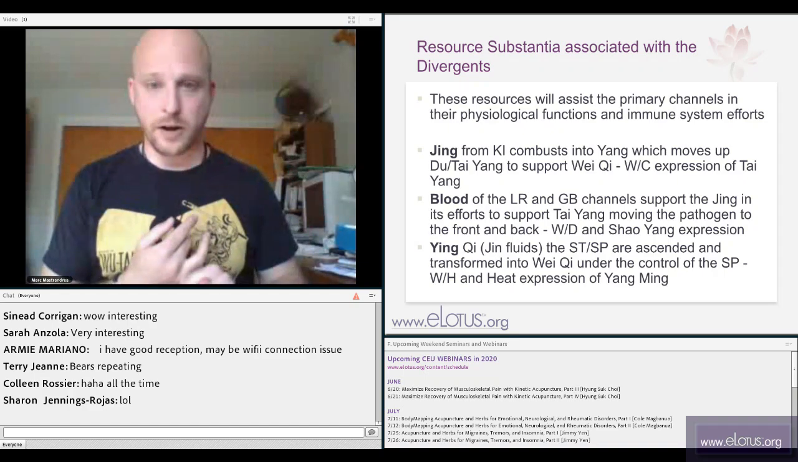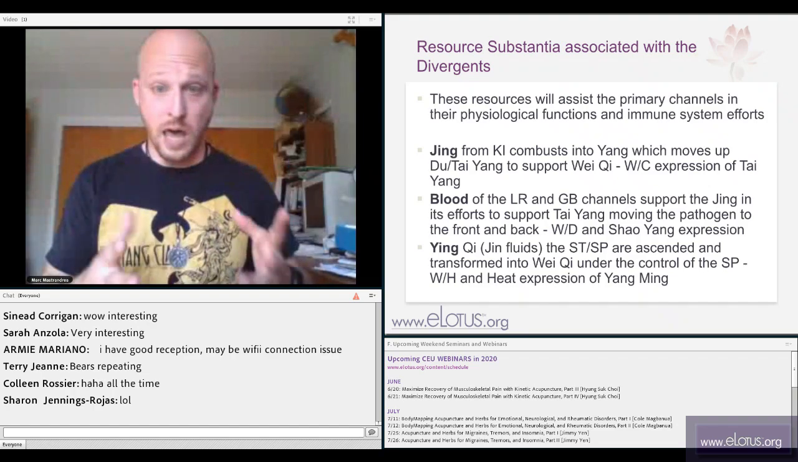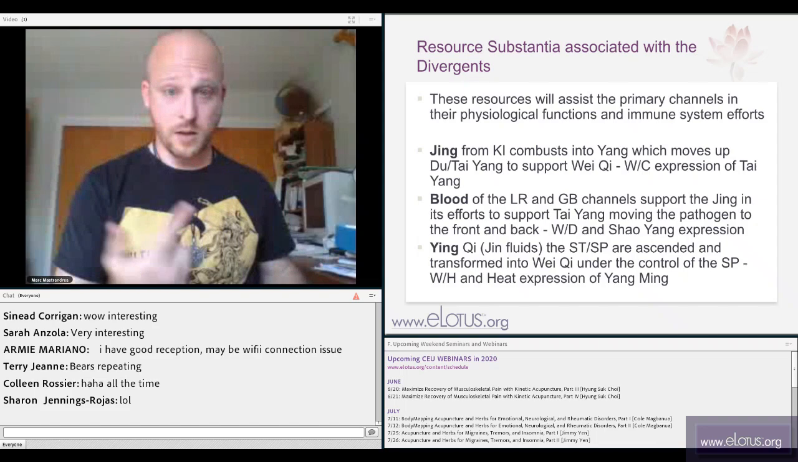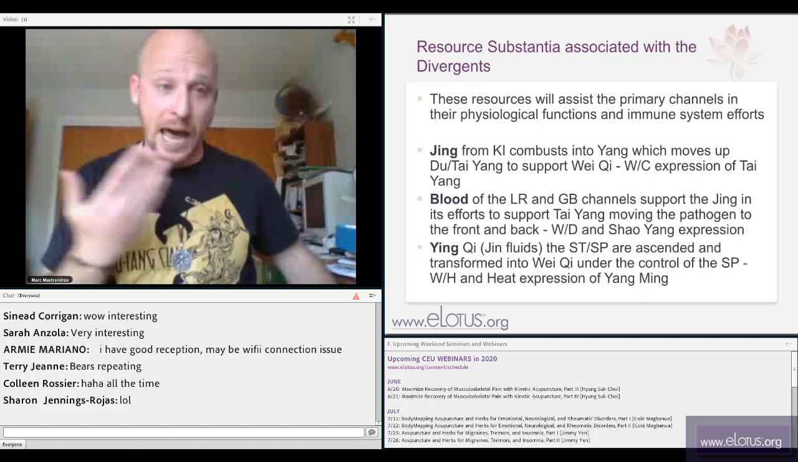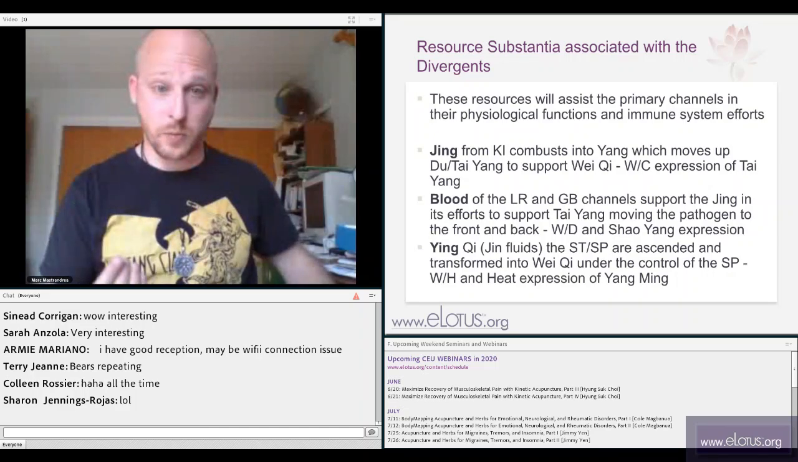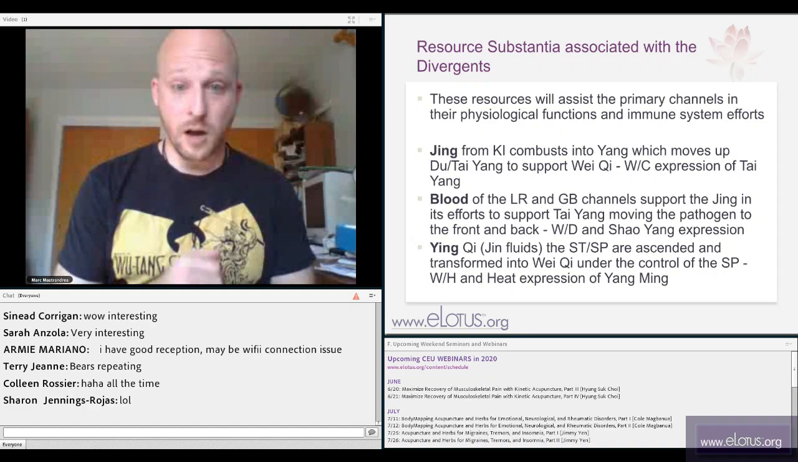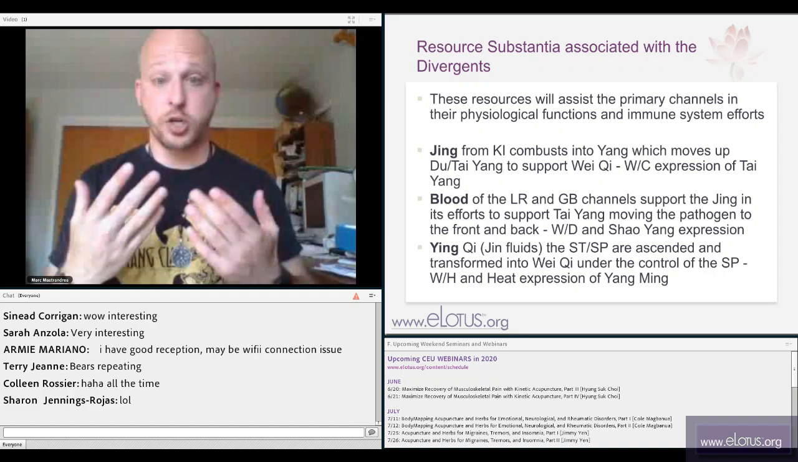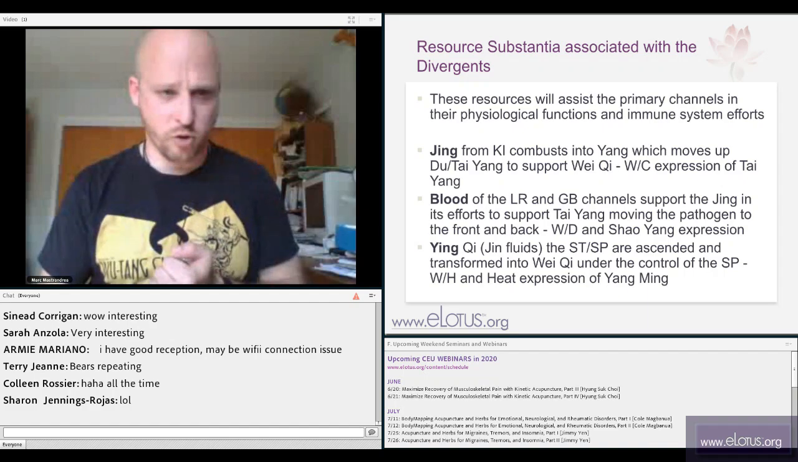Blood of the liver and the gallbladder channels support the jing to help in their efforts, and it moves a pathogen back to front. What do you get? You get wind-damp and shaoyang, right? So blood is being activated when you're having a shaoyang expression, right? Then the yin qi, in this case the jin fluids of the stomach and spleen, are ascended to transform into wei qi under the control of the spleen. That's why you want a strong spleen.